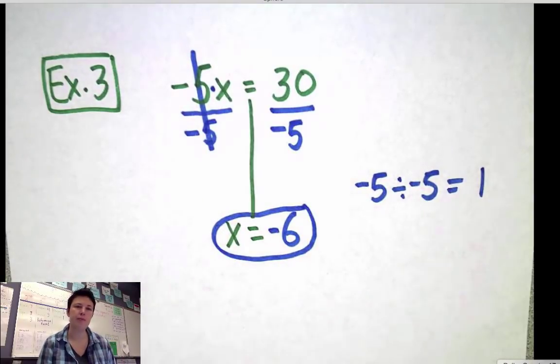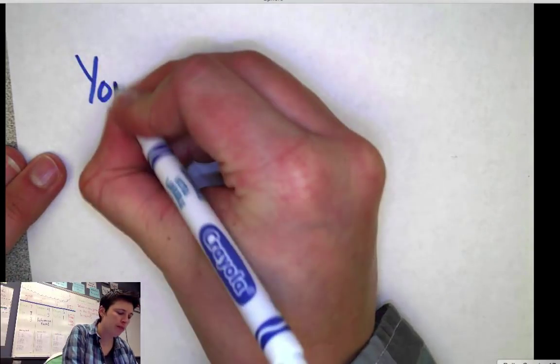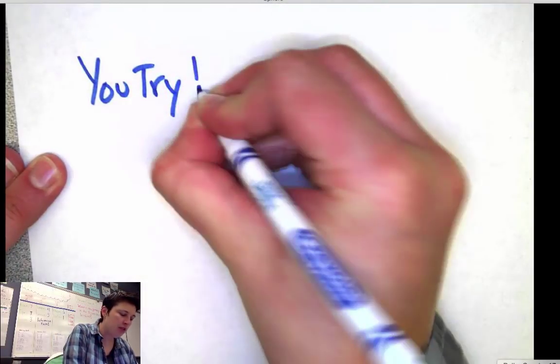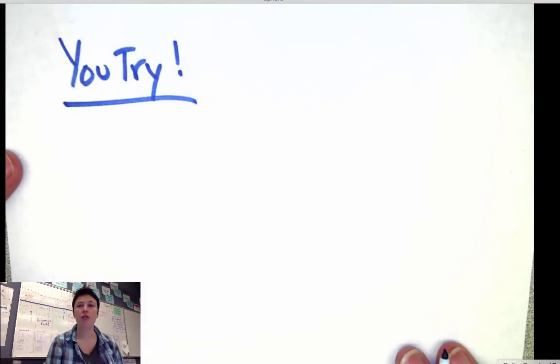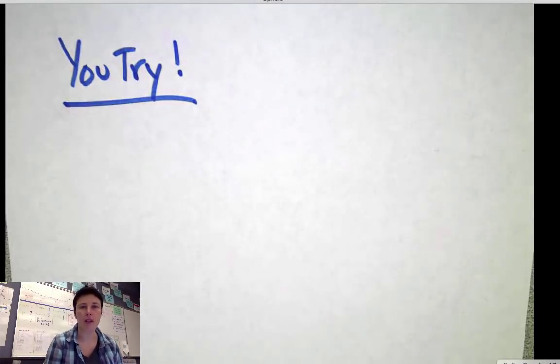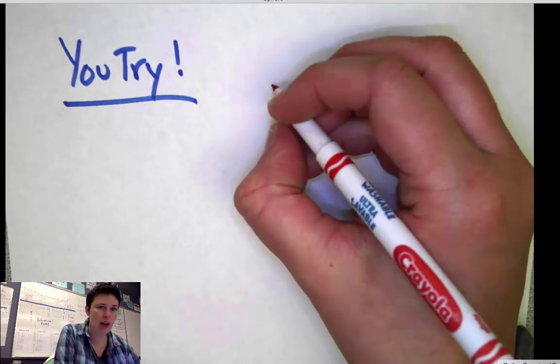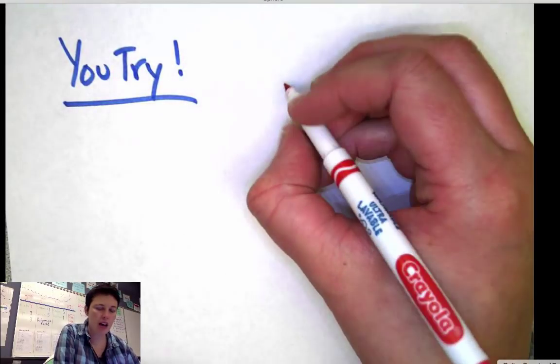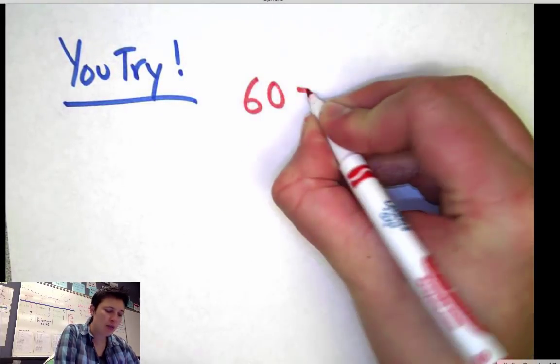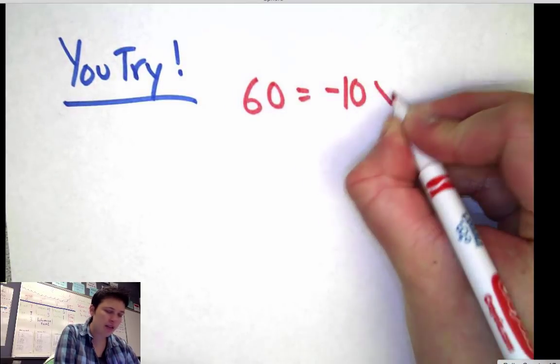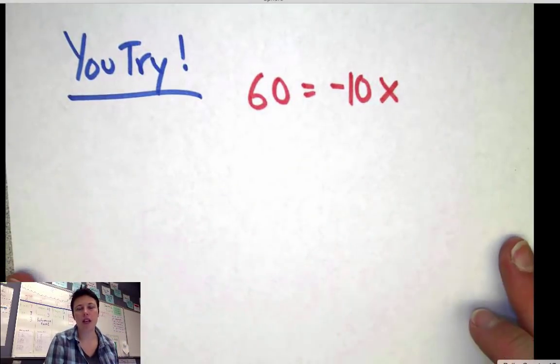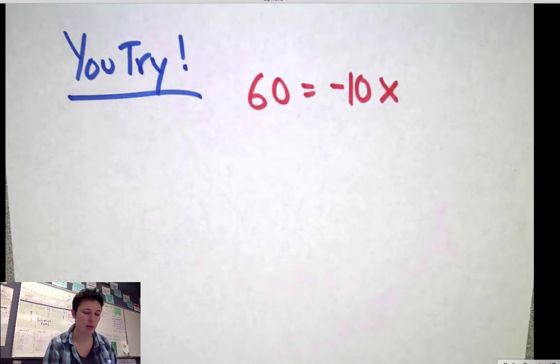And there's my answer. Okay, so now for the video, I'm going to put a problem up on the screen. We're going to call this a you try problem. And I want you to write it down. I want you to pause the video, do the problem, and then unpause and see if you're doing it right. See if you actually got the hang of this. So give yourself some time to practice. Here's the problem I'd like you to try. I'm going to tell you that I have 60 equals negative 10x. Go ahead and pause and see if you can do this problem.